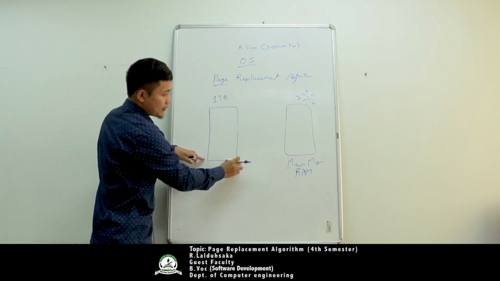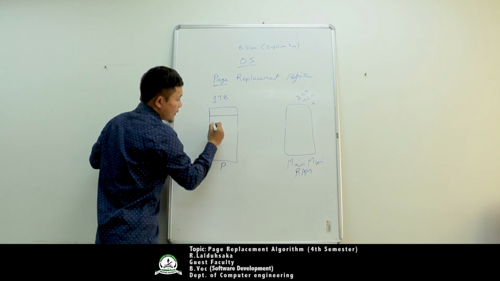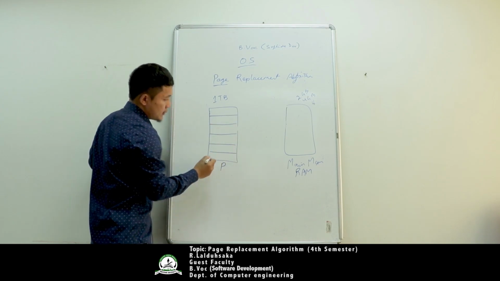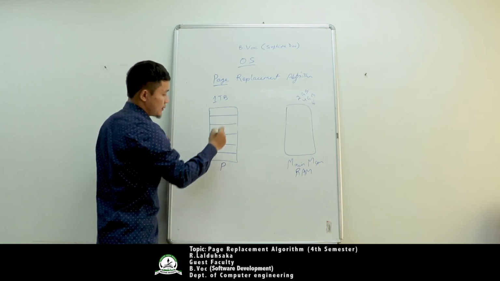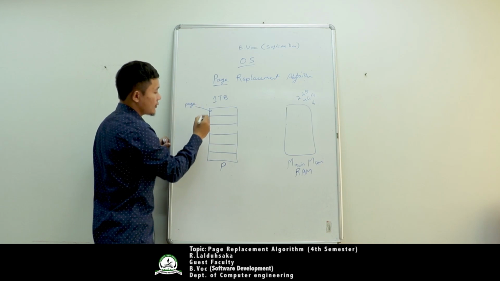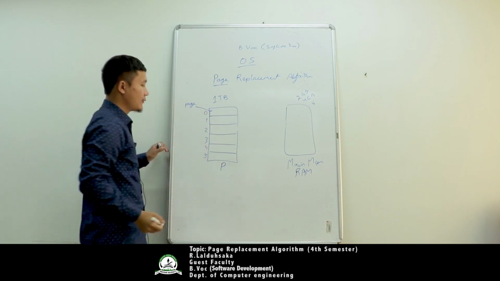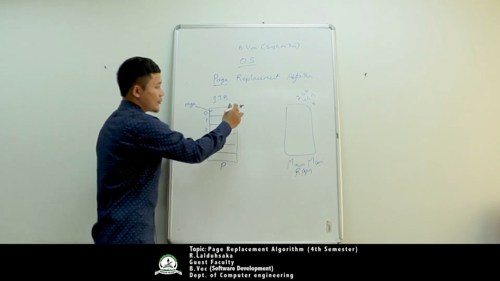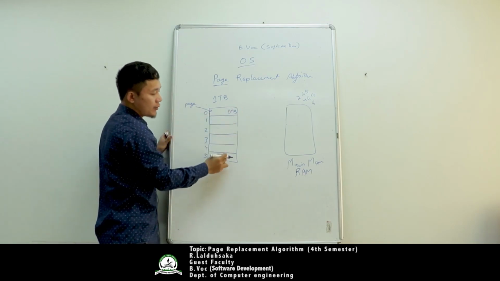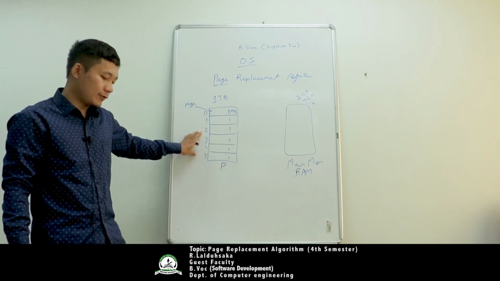Instead of putting the whole process in the main memory, we can divide the process into equal segments called pages. This is called a page, with page numbers 0, 1, 2, 3, 4, 5. Let's say, for example, each page is 1 MB. Everything will be 1 MB. The pages are of equal size.